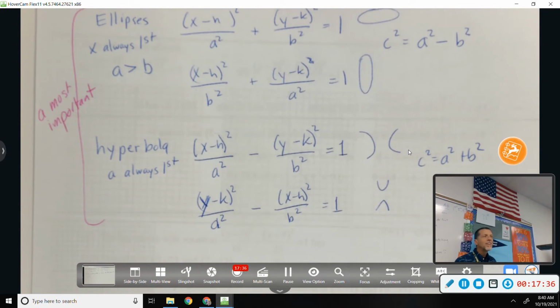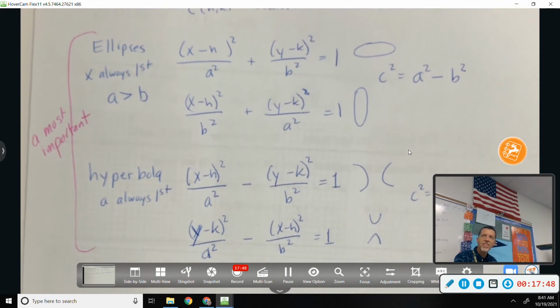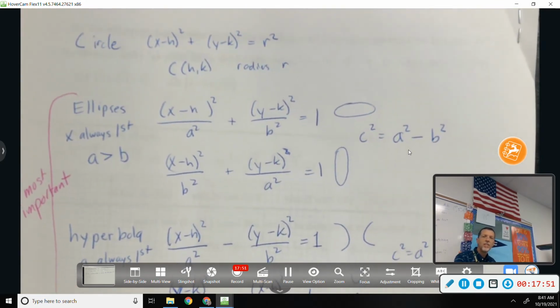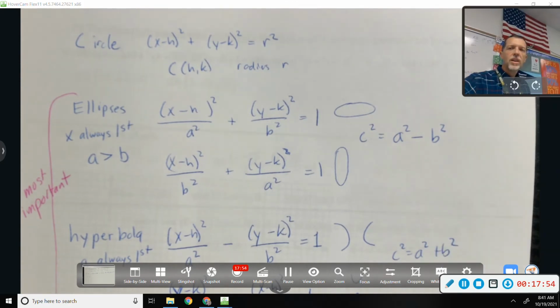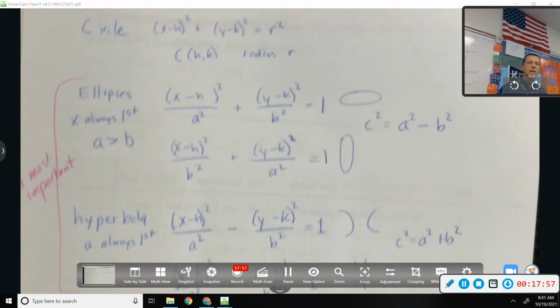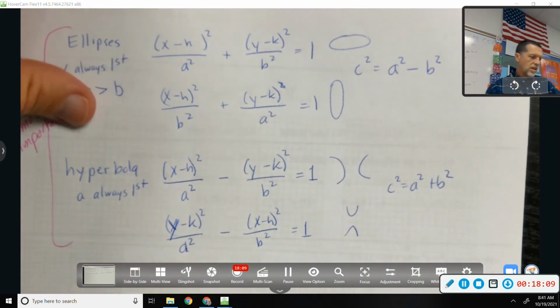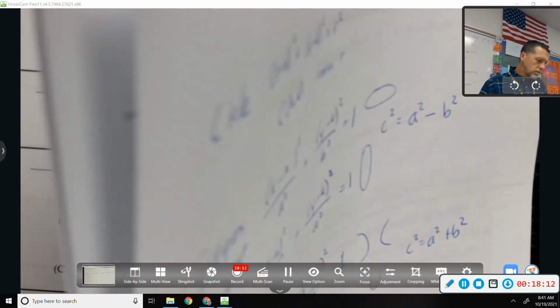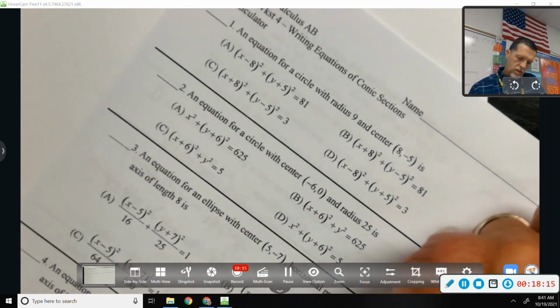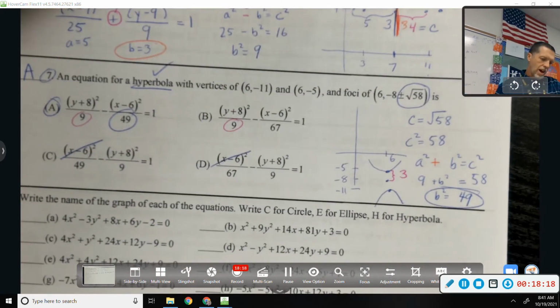Most of the time, it doesn't matter who's A and B. If it's under X, go that many in X. If it's under Y, go that many in Y. So there's the circle part, and there's ellipses and hyperbolas. And then somebody asked for another one, number 8. Oh yeah, I can do 8.